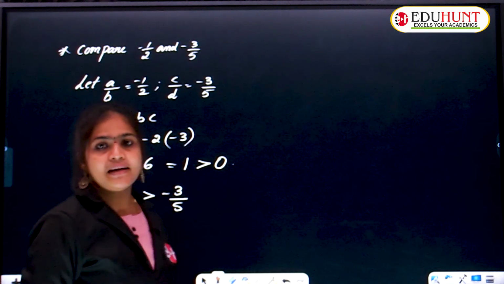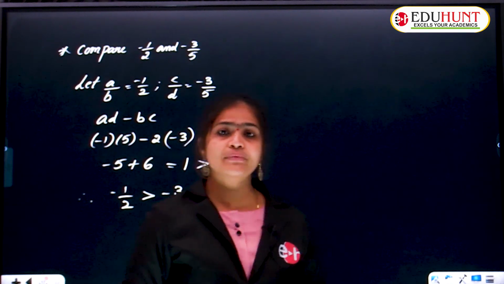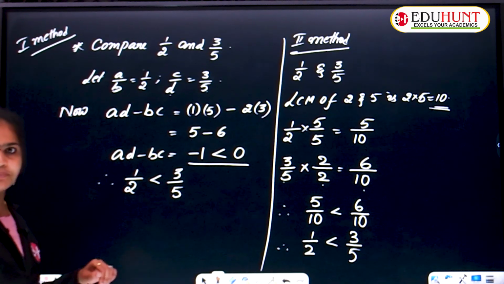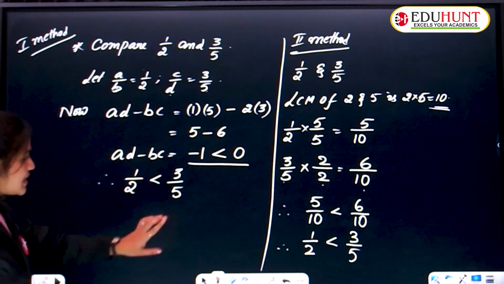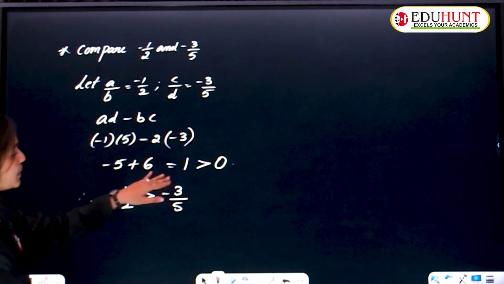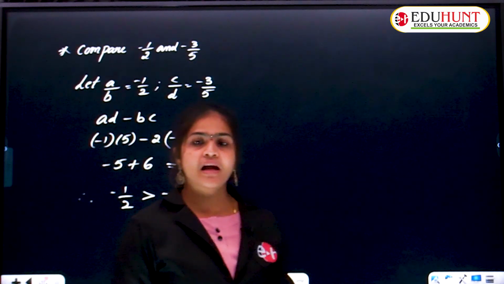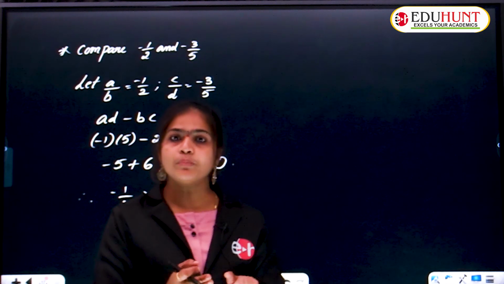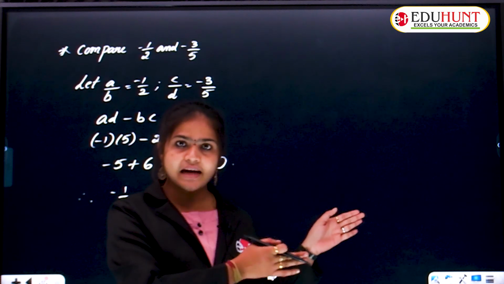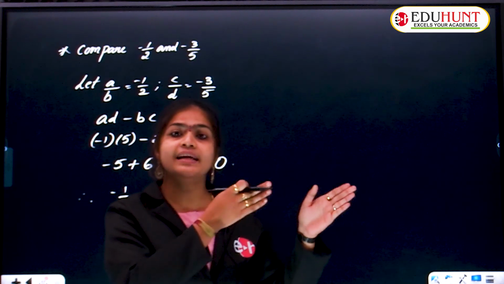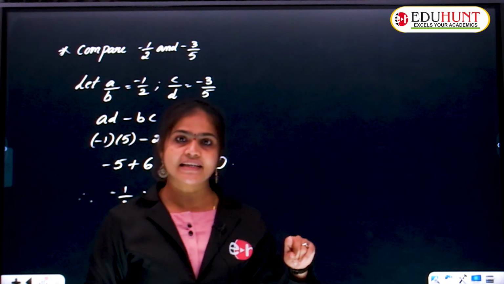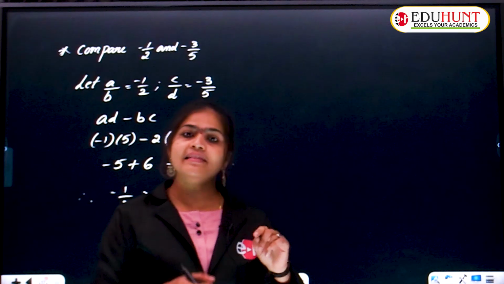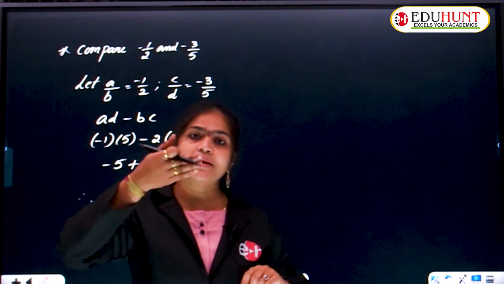Children, here you may get a doubt. What is that? Previously we also took 1 by 2 and 3 by 5. See, 1 by 2 and 3 by 5 I took here. Here 1 by 2 is less than 3 by 5. Here minus 1 by 2 is greater than minus 3 by 5. How can we say this? In integers we know that while you are moving from right side to left side, the number value should be in decreasing order. In that case, minus 2 is less than minus 1. We know that. And in the same way, minus 1 is greater than minus 2.